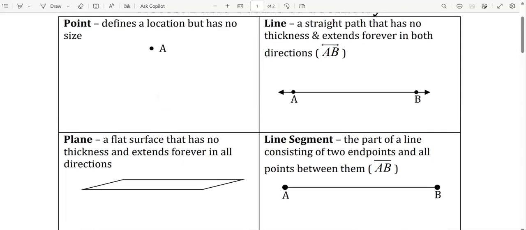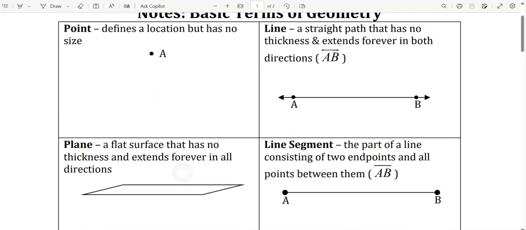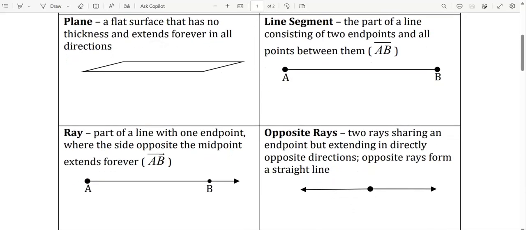Next two. All right, sorry. Is everyone good on the first two? Next two. And if you stay a little bit ahead of me, as long as you're hearing what I'm saying, it's fine. But a plane, okay? We're not talking about no aeroplane. This is a flat surface that has no thickness and it extends forever in all directions.